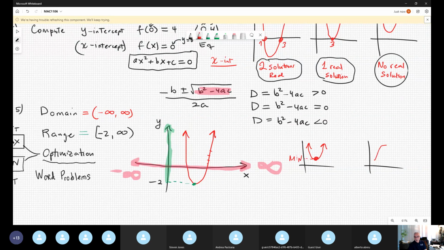However, see the parabola open downward. So the optimum is this. Always the optimum is the vertex. When you see optimization, you need to find the vertex.